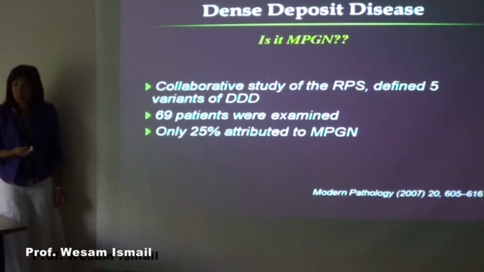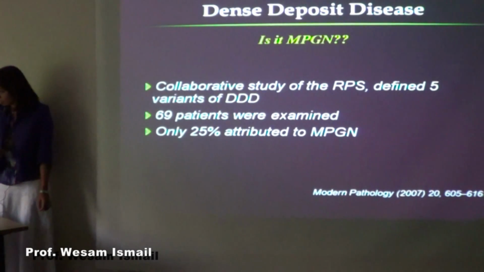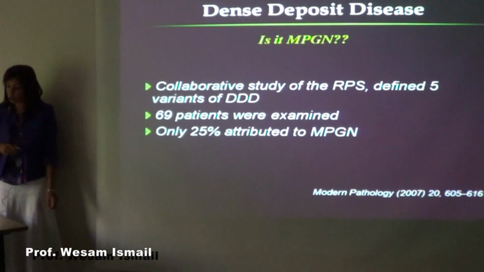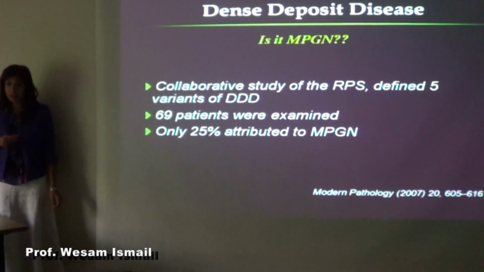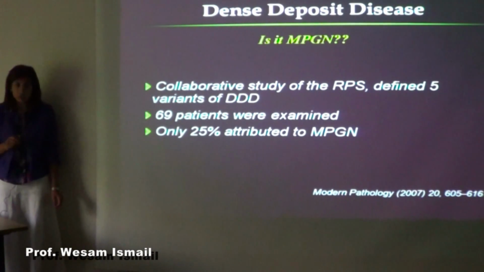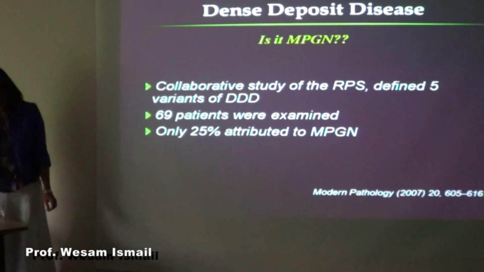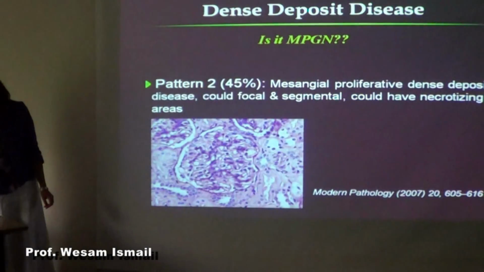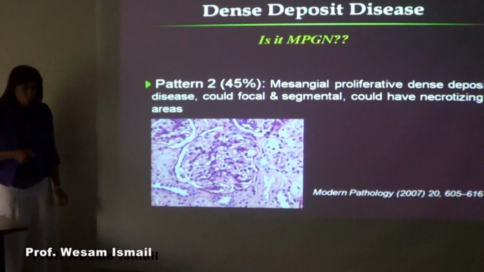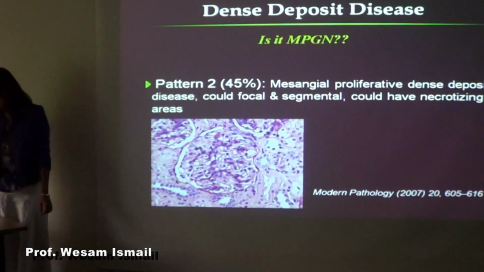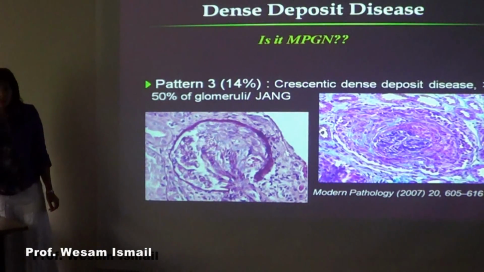So is dense deposit disease a membranoproliferative glomerulonephritis? In this international study, which was led by the Renal Pathology Society in 2007, they collected 69 patients with dense deposit disease from all over the world. And only 25% of them presented with a membranoproliferative glomerulonephritis pattern. Actually, the majority, up to 45%, had mesangial proliferation.